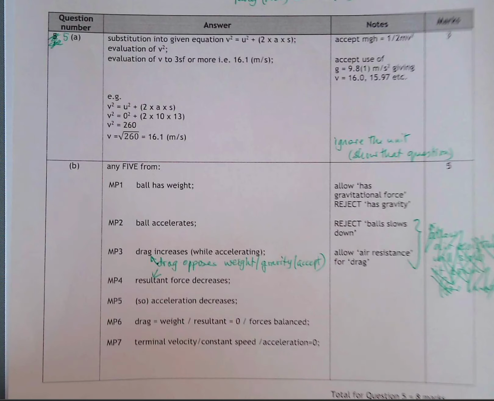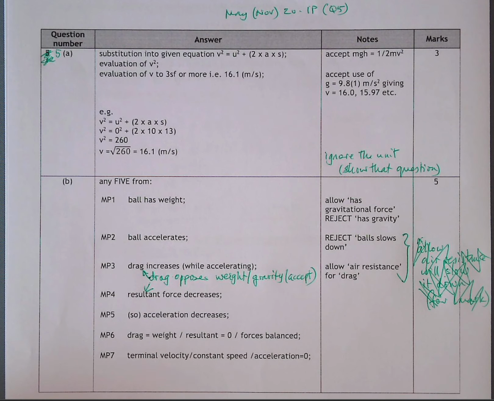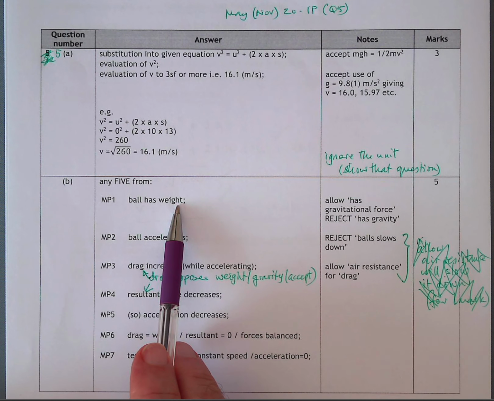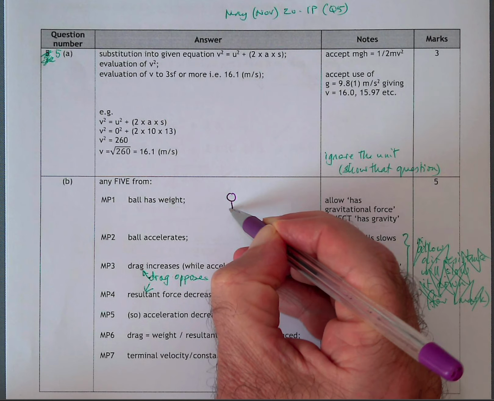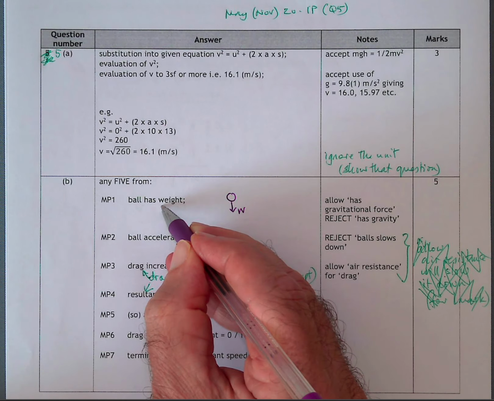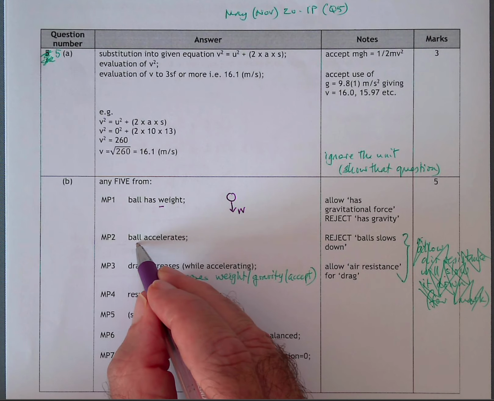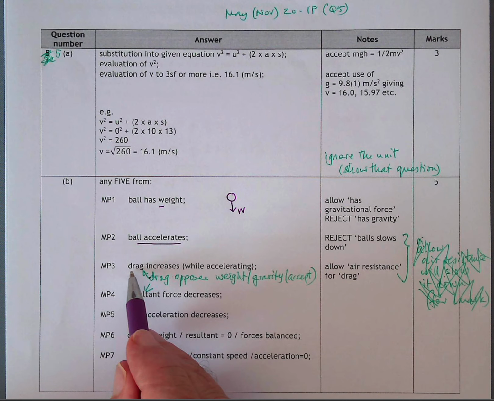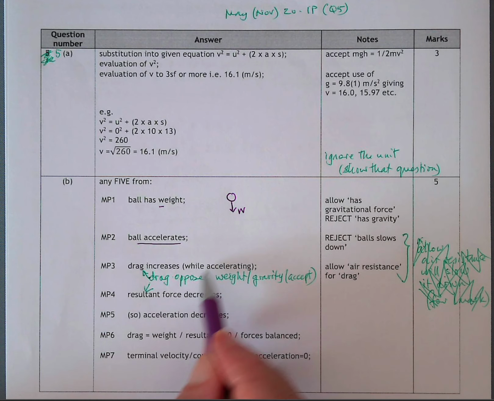Okay. Here's the mark scheme. You can see part A, which I've already given to you, and part B. So here's the point. You first need to say the downward force, the ball has weight. And initially, while it's falling, just at the beginning, the only thing that you have is weight, okay? Weight is downwards. There's no opposing force. So the ball will accelerate due to the weight initially, okay? But then the drag increases as the ball speeds up.